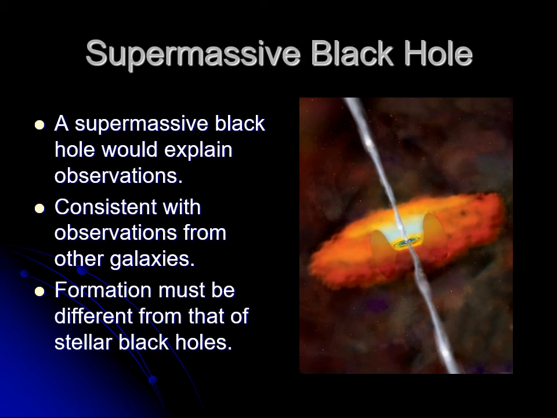Now, one of the things we notice is other galaxies all seem to have a supermassive, several million solar mass or more object right in the center that we don't see, and that everything's orbiting around. So galaxies tend to have these supermassive black holes right in the middle of them.